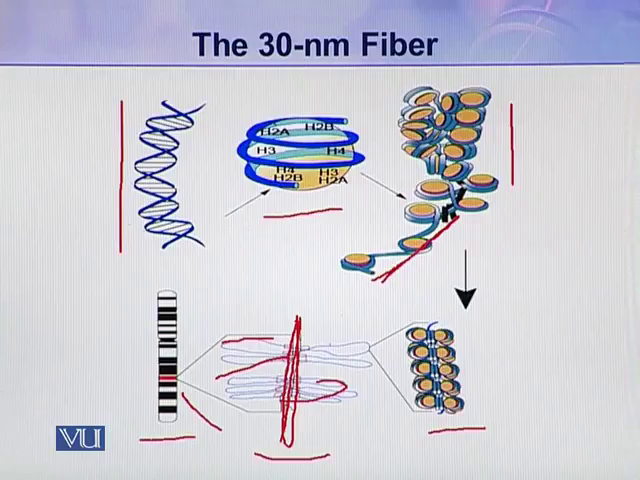So in this way, starting from this DNA molecule, there are several folds of organization, several levels of organization, to acquire a chromosome.